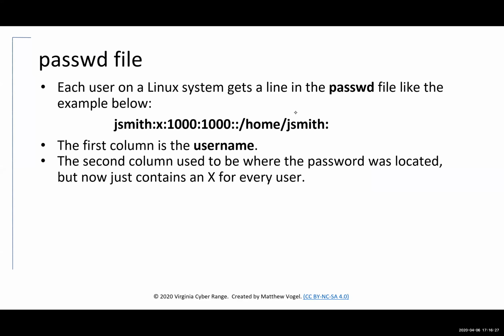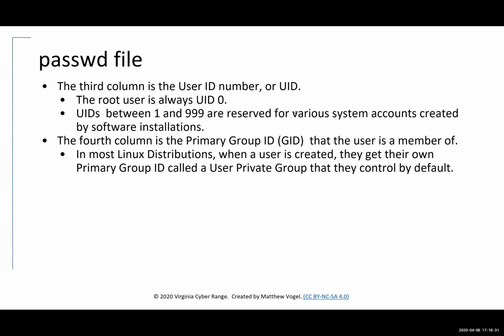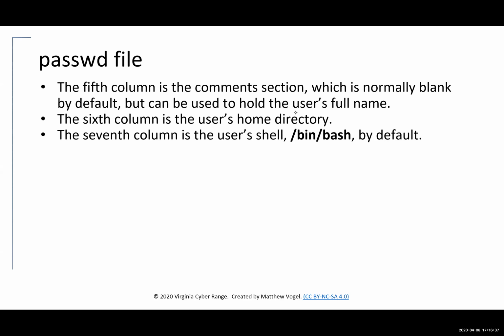So this just goes through what I just talked about. Third column is user ID. Fourth column is the primary group ID. Fifth column is the comments section, which is additional information that you saw there. Sixth column is the user's home directory. Seventh column is the shell, /bin/bash.